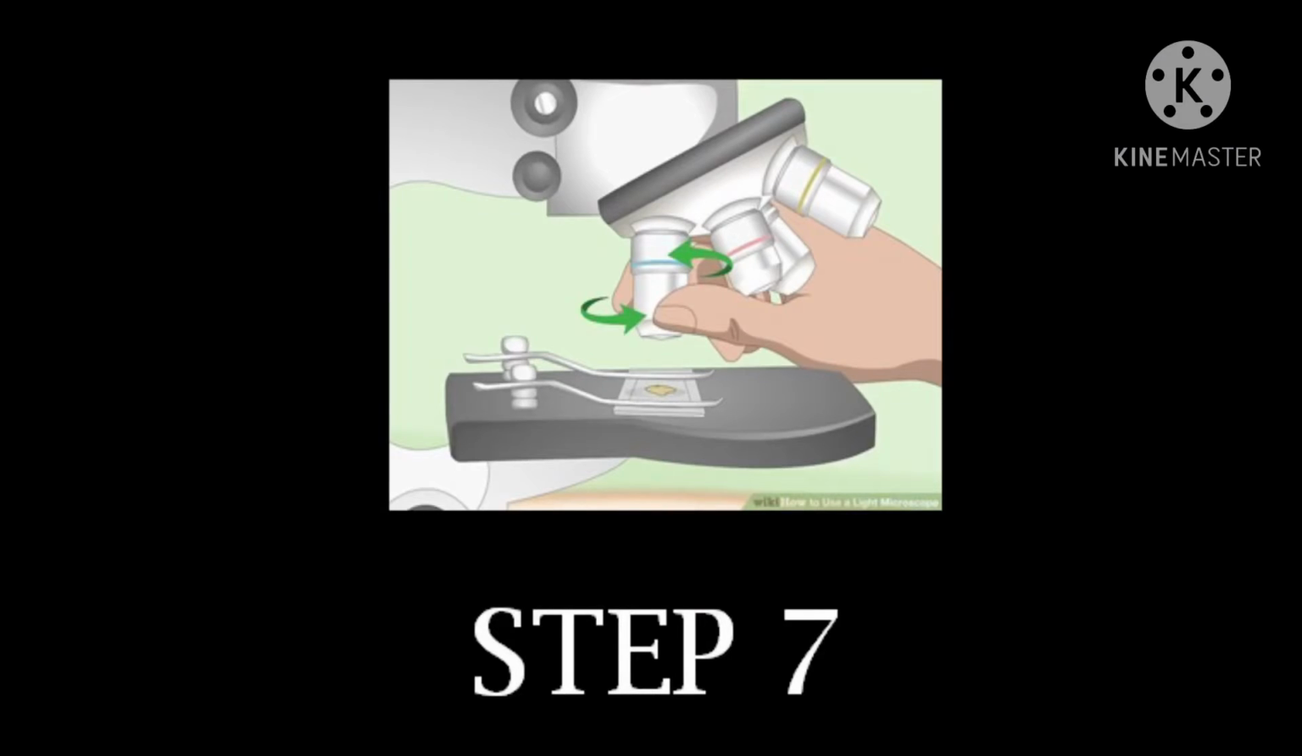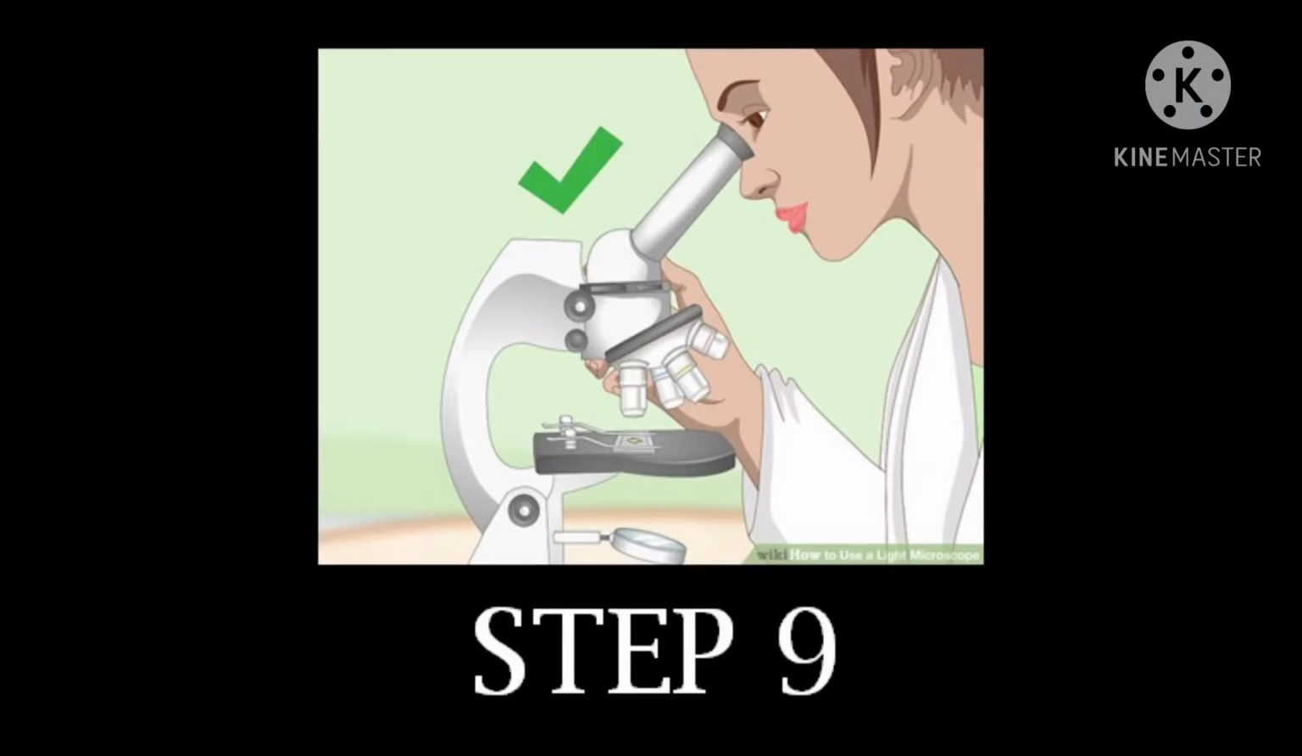Now look at the eyepiece and adjust the illuminator or mirror and diaphragm for the greatest amount of light. Slowly turn the coarse knob so that the objective lens goes up and away from the slide. Continue until the image comes into focus. Next, use the fine adjustment knob for fine focusing of the image. Switch to the next more powerful objective lens to make final focus adjustments. And now you can examine your specimen.